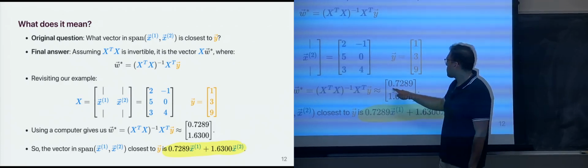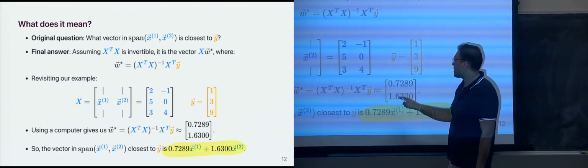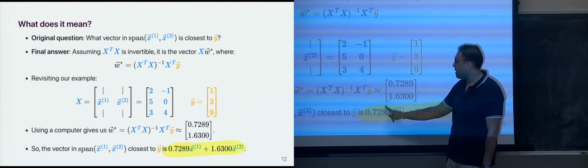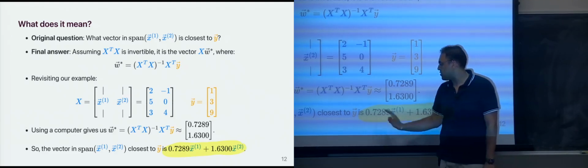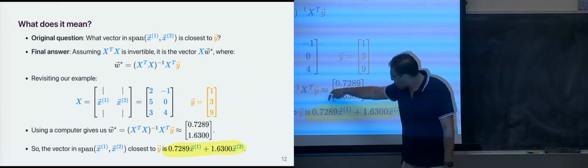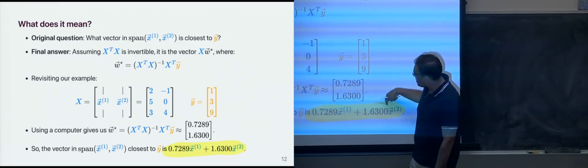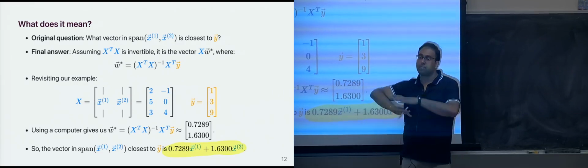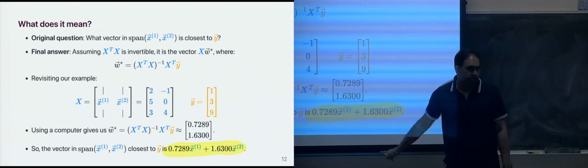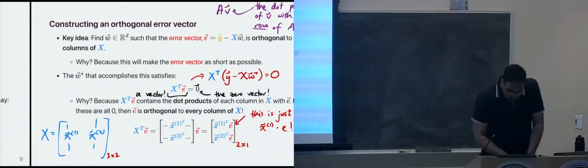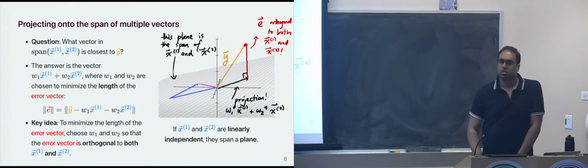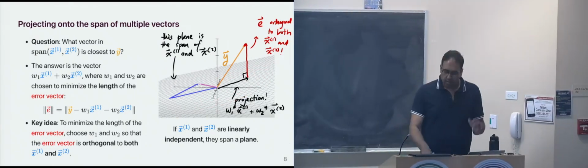But when I did it for this matrix x and this vector y, it gave me 0.7289 and 1.6300, which tells us the right number to multiply x1 by was 0.7289, and the right number to multiply x2 by was 1.6300. So it's saying, of all the different numbers you can multiply x1 and x2 by, and add them to create a vector in that plane that x1 and x2 span, this is the one that's closest to y. That means what I've highlighted here is this vector. It's the one on the plane that is closest to y. That's concretely what the point of all of this was.